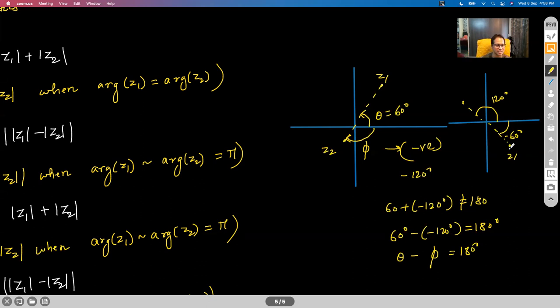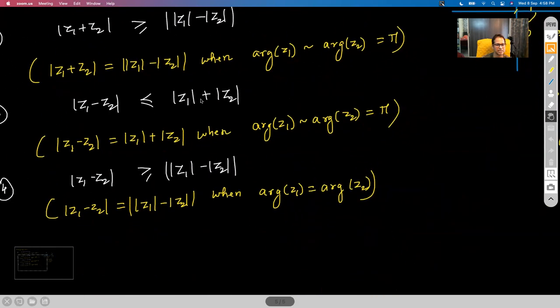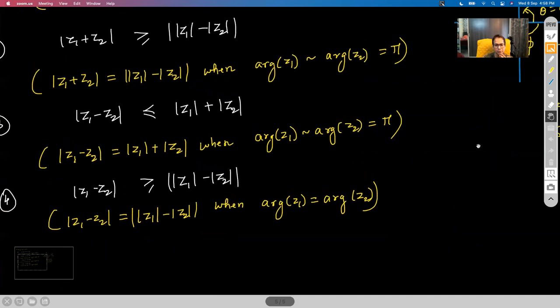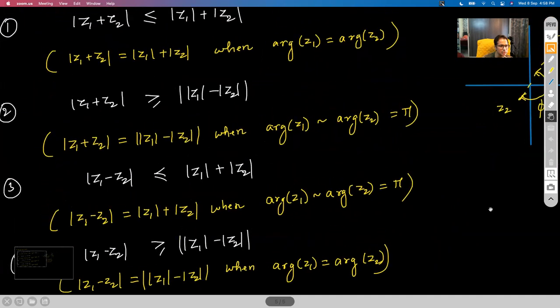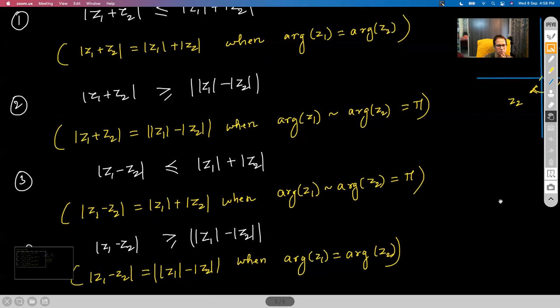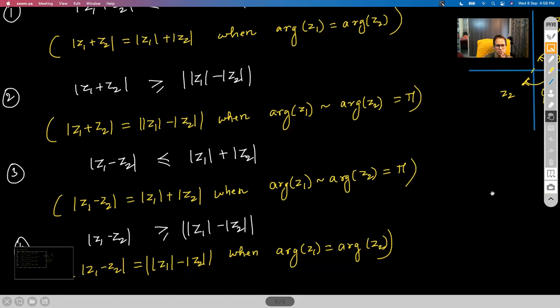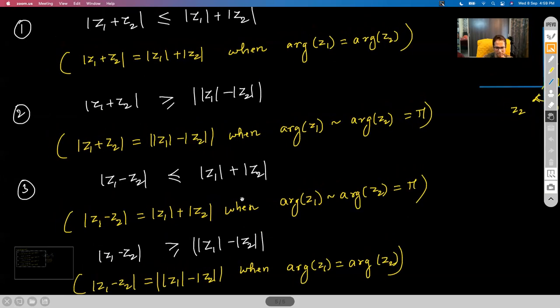Garrett. Sir, in the third one shouldn't be... Where have I miswritten anything? Third one, I'm talking about mod Z1 minus Z2 only. Did I write anything? No, I've written properly only. Where I've written minus? This one.